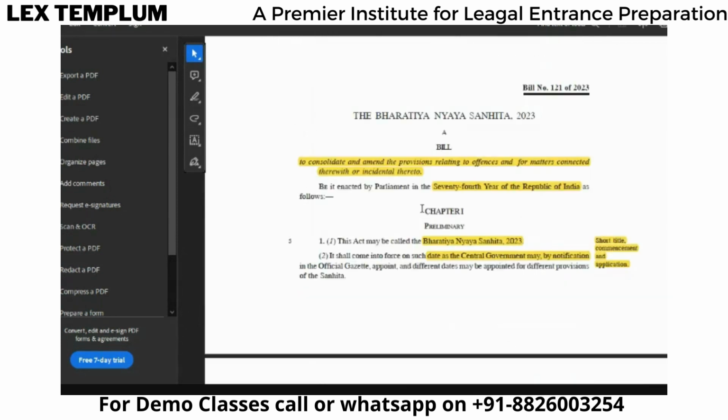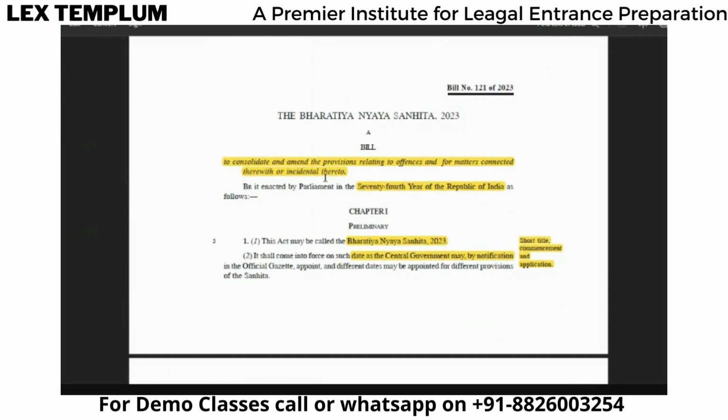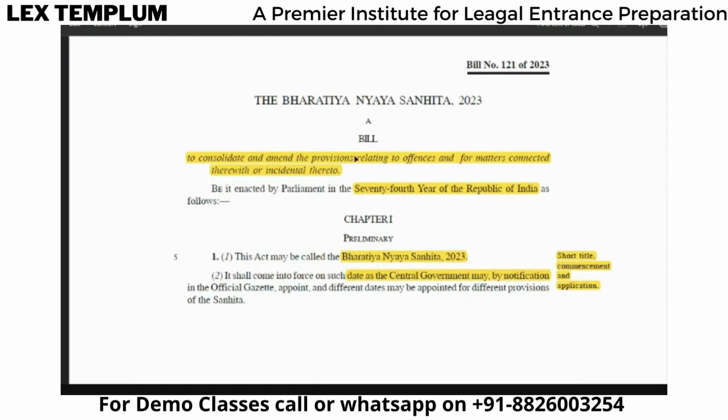Now, first thing, what is the aim? What is the object behind this? They can ask you the statement of object and clause. So, what is the object behind this new bill? To consolidate and amend the provisions relating to offences and for matters connected therewith or incidental thereto. So, this is important. यह सबके लिए, सारे acts के लिए similar है, but still they can ask you consolidation and amendment of the provisions. There are two main objectives of this bill.